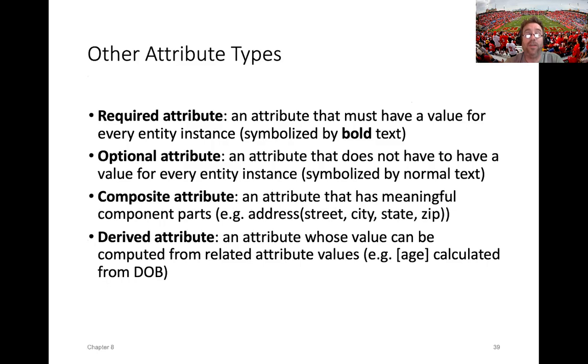A composite attribute has meaningful component parts, such as address, which is made up of street, city, state, and zip. And then a derived attribute is one whose value can be computed from related attribute values, i.e., you know that I'm 31 because I was born in 1979. You know what I'm saying. All right, you can work it out from another attribute. Very good.